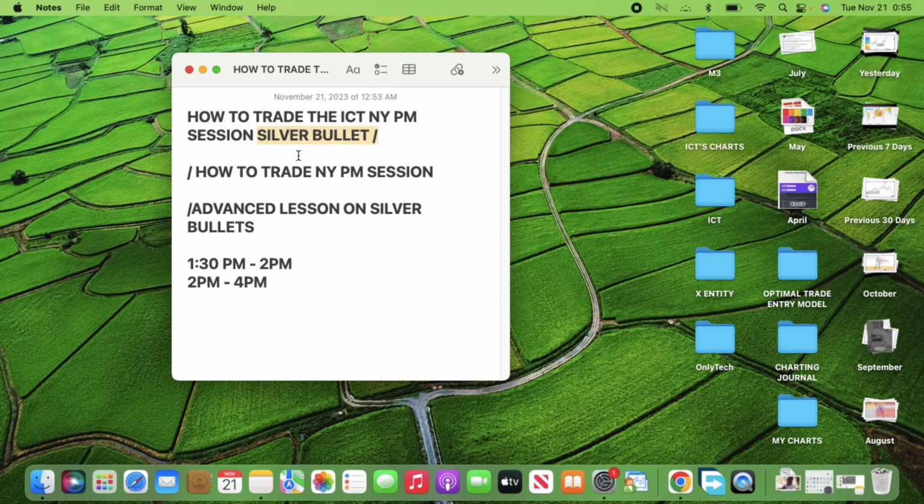So the silver bullet, you can look for it from 2 p.m. up until 3 p.m. The PM session will start from 2 p.m. and end at 4 p.m. So the PM session is divided into two parts. The first part from 2 p.m. to 3 p.m. The second part from 3 p.m. to 4 p.m. Don't let it get complicated. I'm gonna just quickly show you what I mean.